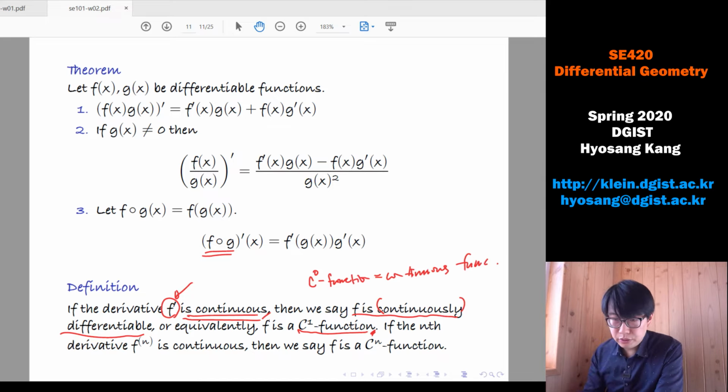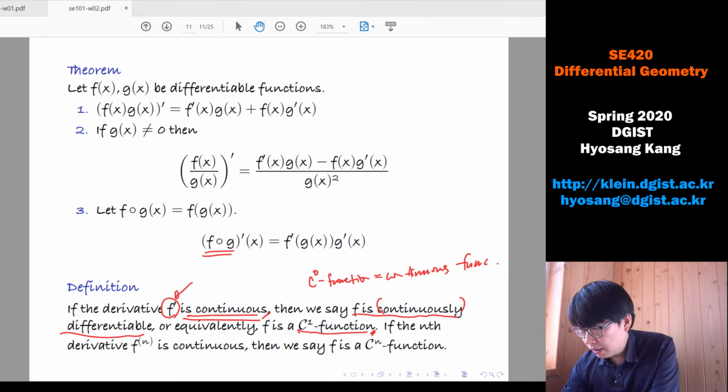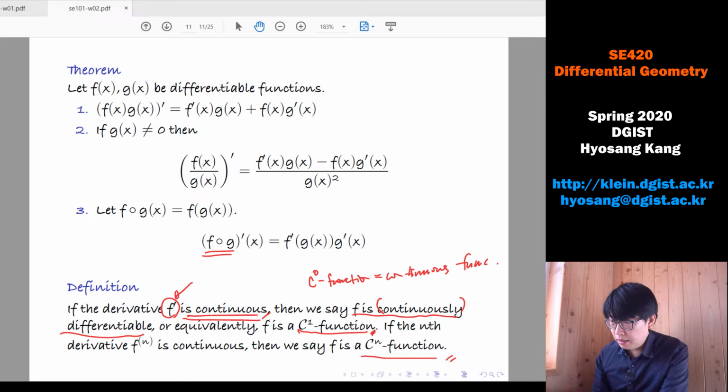And what does C2 mean? If we say f is a C2 function, then the derivative of the derivative is a continuous function. Right? Okay. And you can define inductively that a function is a Cn function if the nth order derivative is continuous.